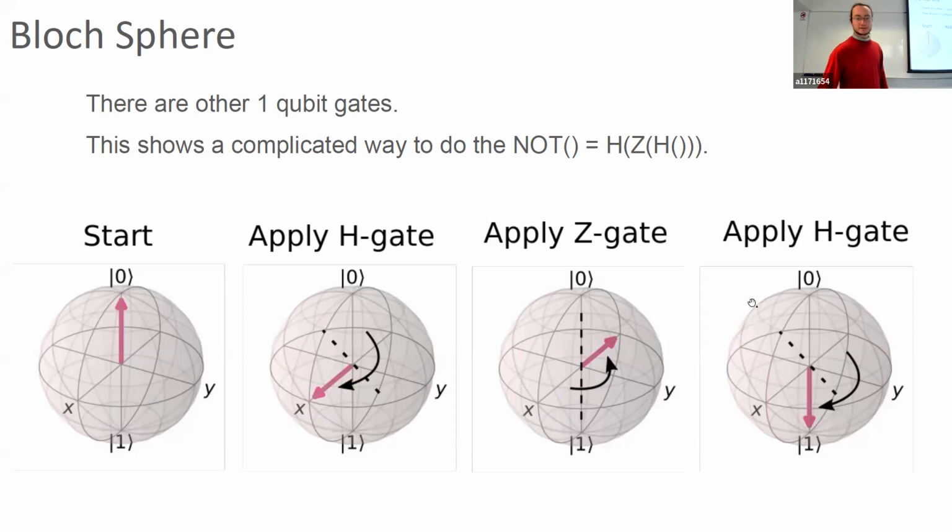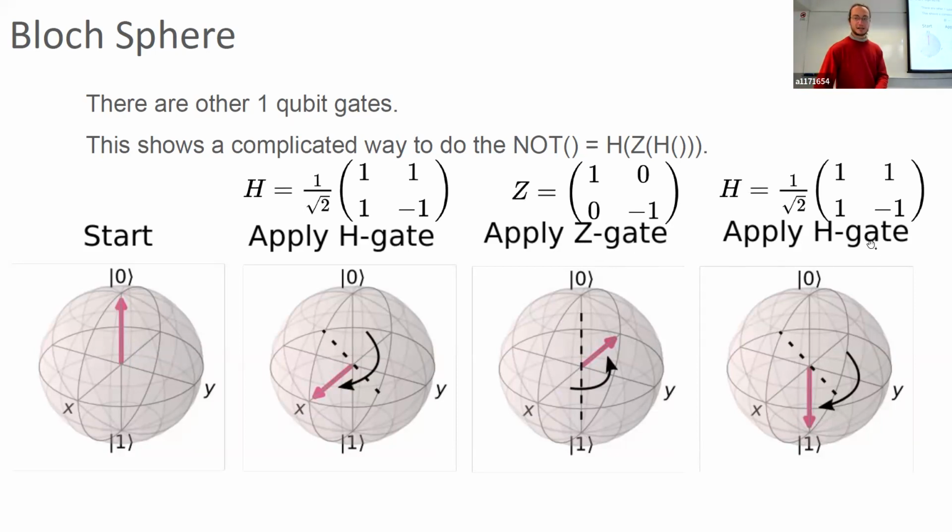So what I did here is to build the NOT operator with three operations: H, then Z, and then H. In matrix form, they are like this. This is the matrix form of the H gate, this is the matrix form of the Z gate, and this is the matrix form of the H gate again. If we multiply these matrices, H, Z, H, so first this H, then apply Z, and then H, you just get the NOT operator.